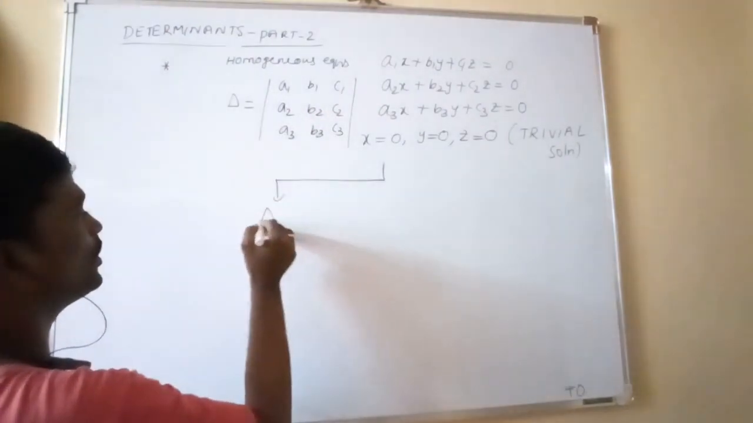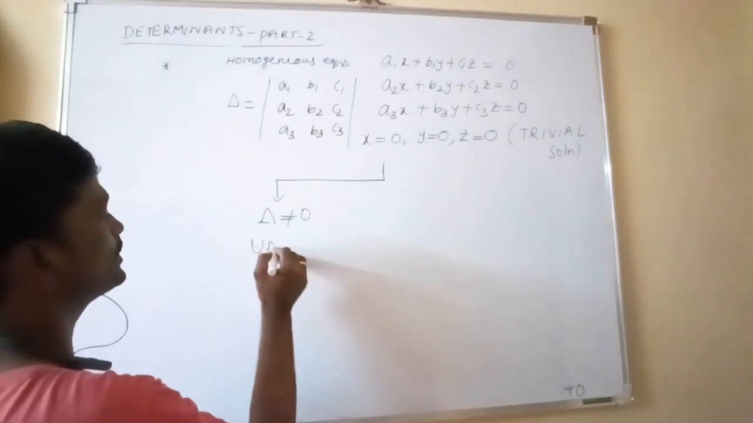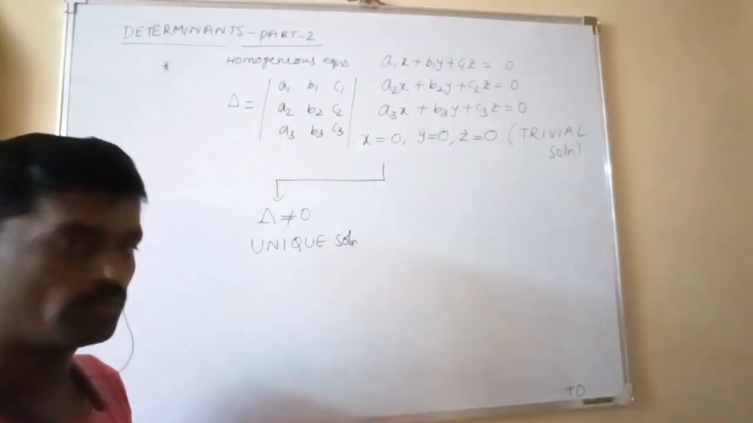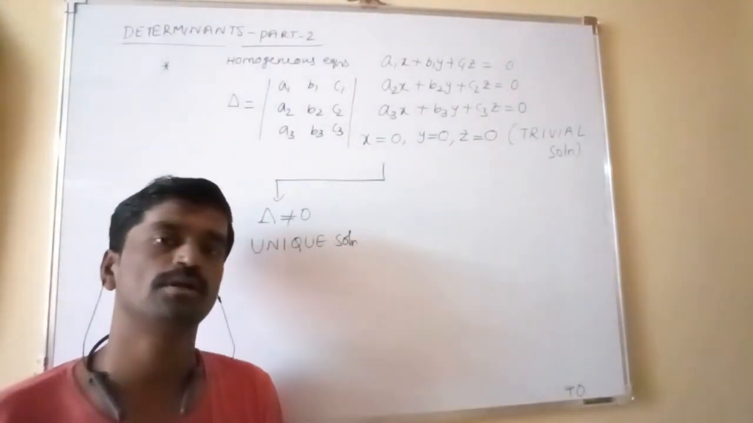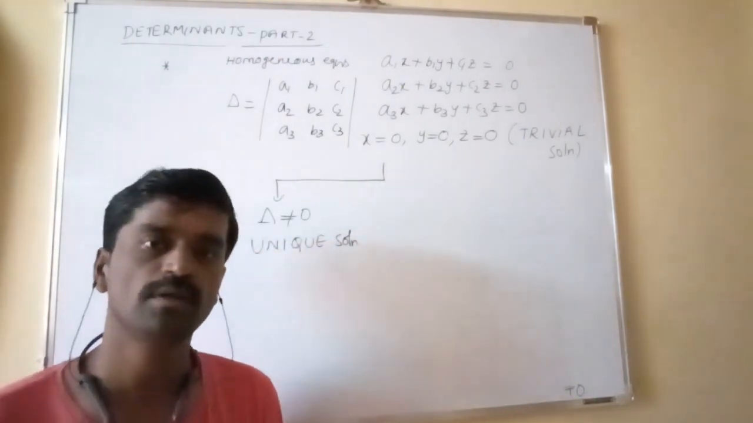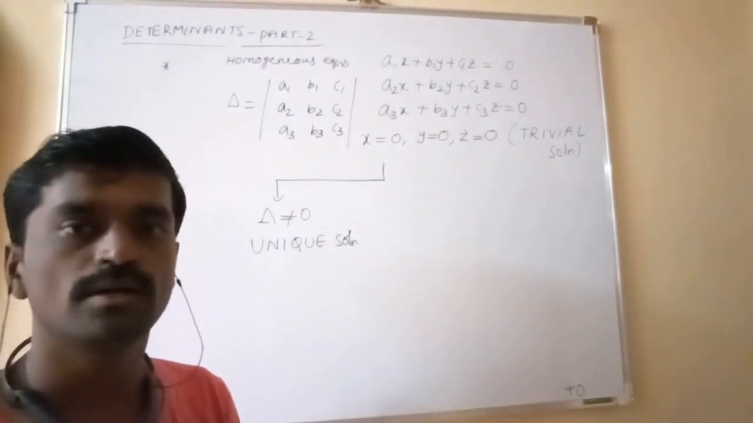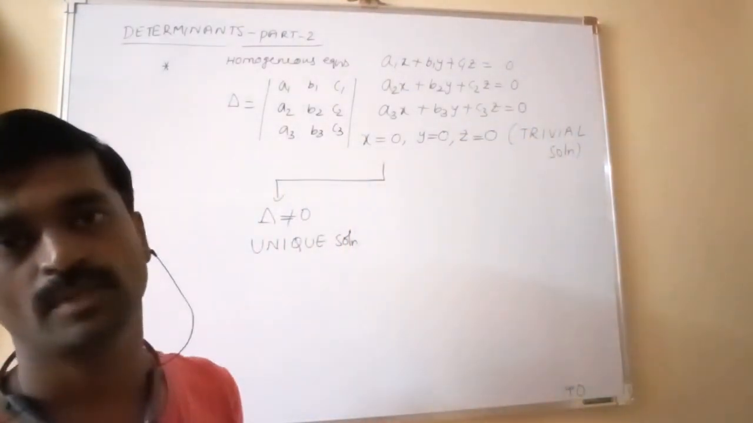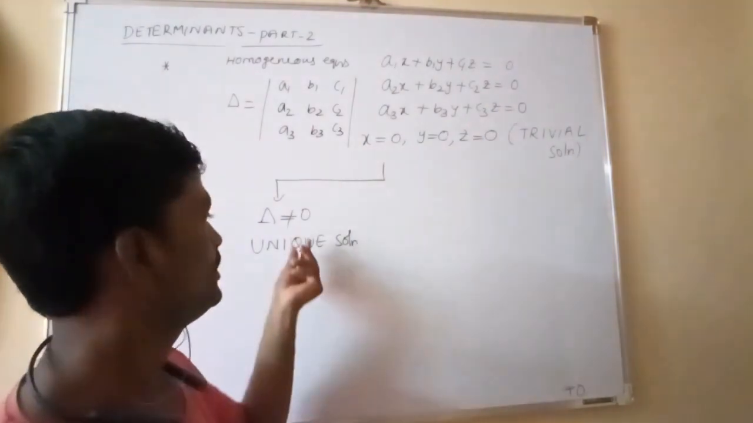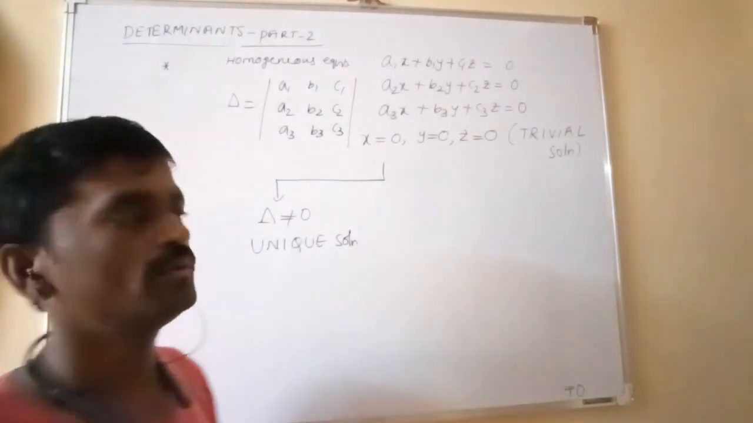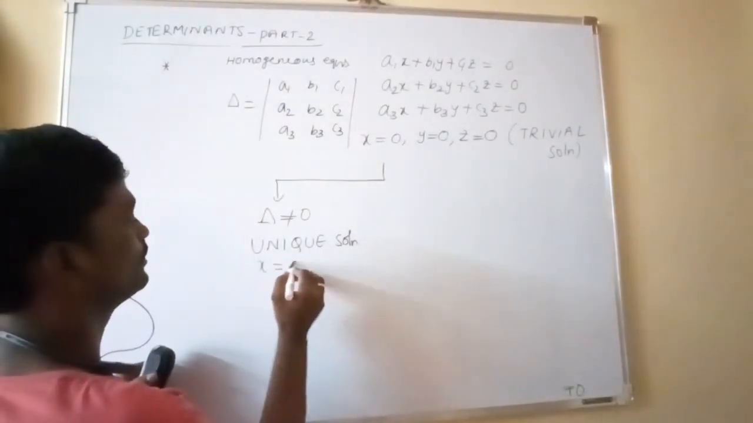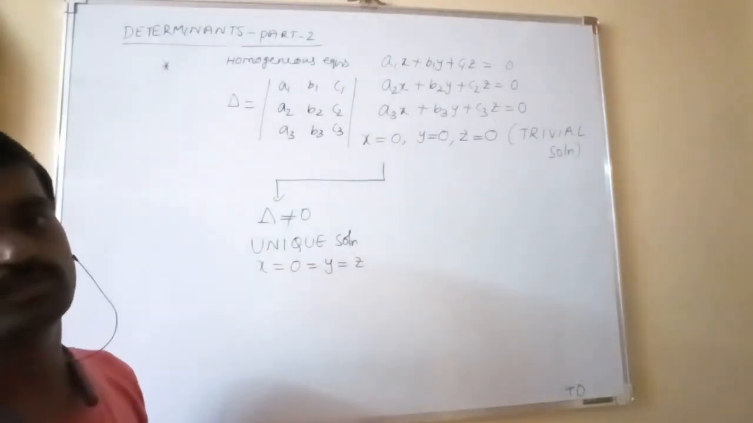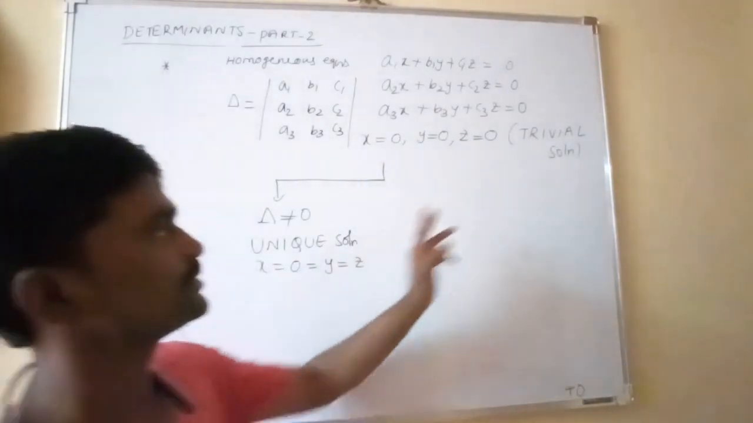So if delta not equal to 0, then it has a unique solution. So what is that solution? x is equal to delta 1 by delta, y is equal to delta 2 by delta, z is equal to delta 3 by delta. In this case, delta 1, delta 2, delta 3 are obviously zeros, because the constant terms are 0, 0, 0. Then x value delta 1 by delta, with delta not equal to 0, is 0 by delta, 0. So y value also 0, z value also 0. So the unique solution is x value 0, y value 0, z value 0.